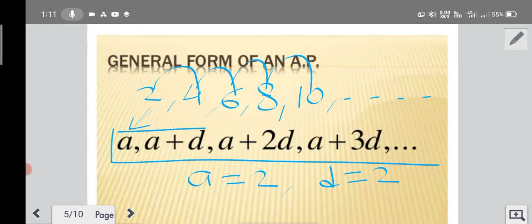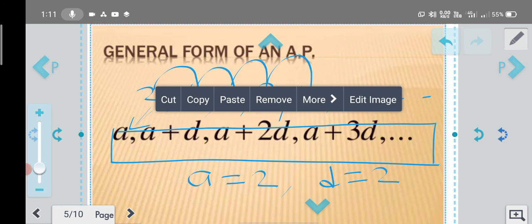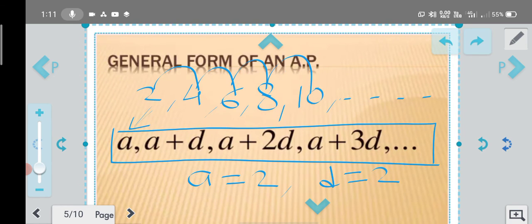How will we get an AP? If we add the common difference to the first term, we get the second term. If we add D again to the second term, we get the third term, and similarly we will move forward. So I hope now you all understood the general form of an AP.